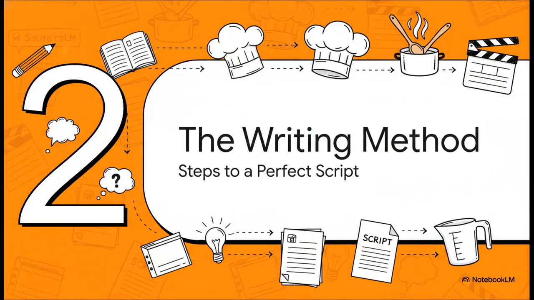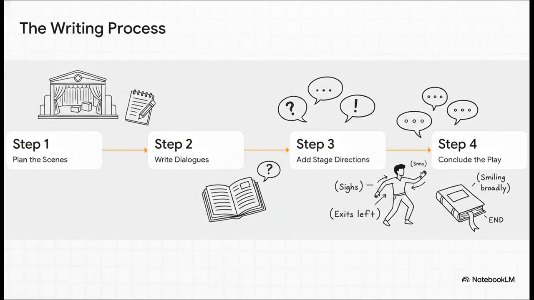All right, let's move on to our next section, the writing method. Now that we have all our ingredients prepped, it's time to actually follow the recipe and cook up our perfect script. The whole process really just breaks down into 4 clear actions. First, you plan out your scenes to give the story some structure. Second, you write the dialogue, what your characters actually say. Third, you add in stage directions to describe actions and emotions. And finally, you wrap it all up and conclude the play.